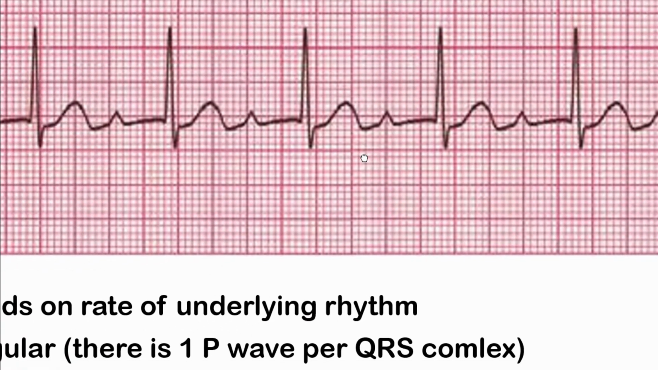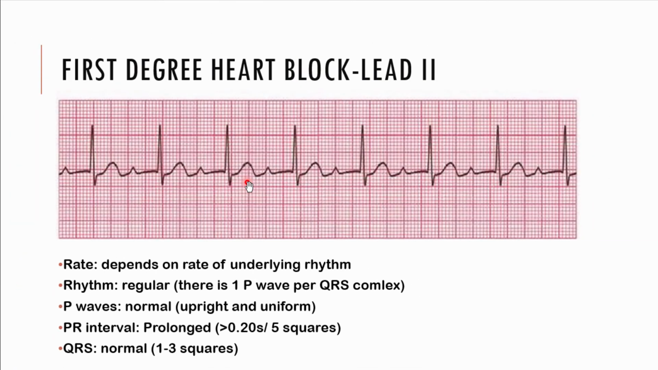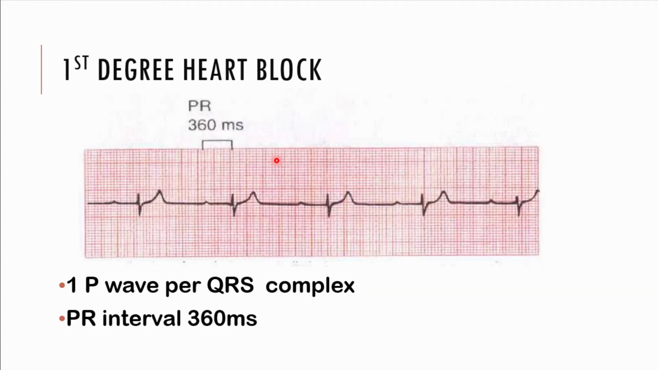You have all the waveforms present, and the fact that the width of the QRS complex is normal means that the problem is not in the ventricles. So the only thing that we note from this ECG is a prolonged PR interval, which is what we see in first degree heart block.